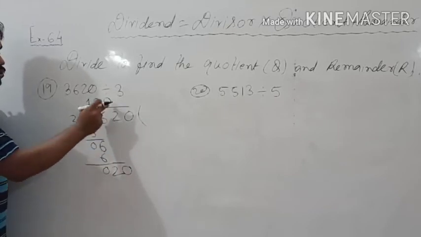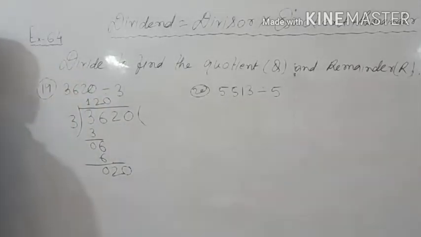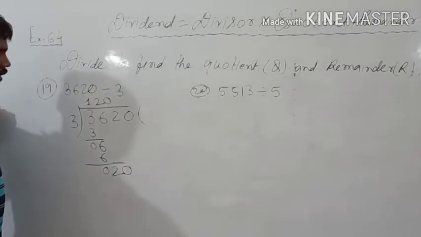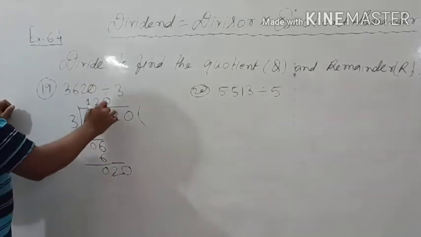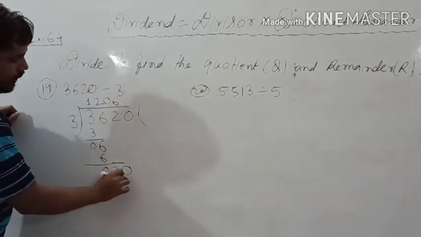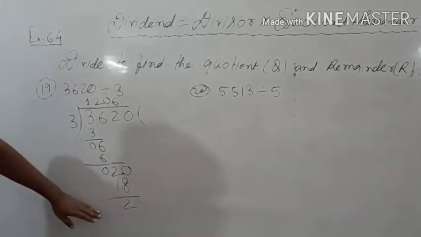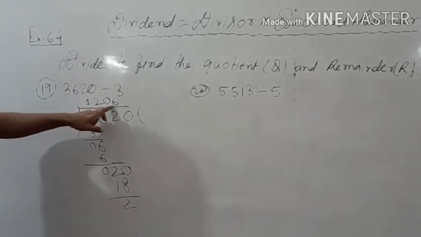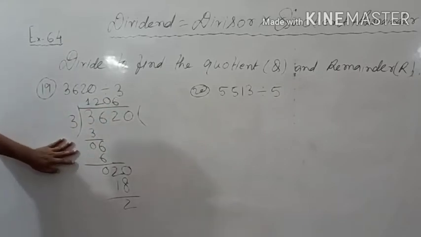If we bring the next digit, here we need to give 1 0. So this is the most important process to understand. And now, 20: how many times will 3 go into 20? 6 times is 18, so 3 sixes are 18 and 2 is the remainder here. So 1 2 0 6 is the quotient here and 3 is the divisor here.